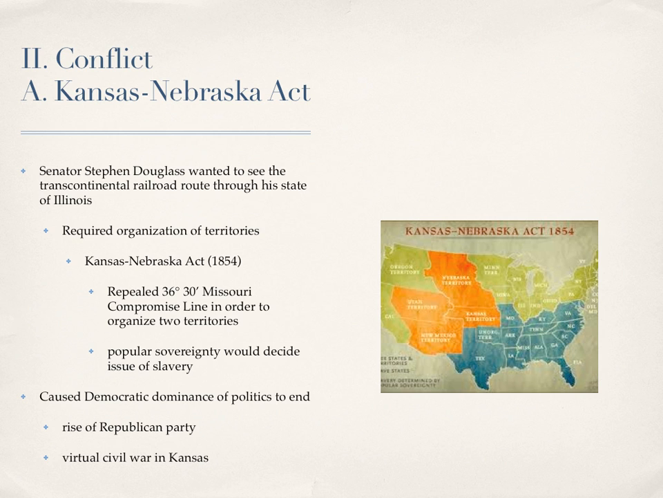So we have the Kansas-Nebraska Act, and pretty much this repeals the Missouri Compromise line in order to organize these 2 territories. And again, remember, he really thought that the concept of popular sovereignty would allow for compromise over the issue of slavery, allowing the people to decide whether or not they wanted slavery in their own territory. And you can kind of see a picture here. The Kansas and Nebraska territories are not just what we know today of the state of Kansas and the state of Nebraska. They're much larger.